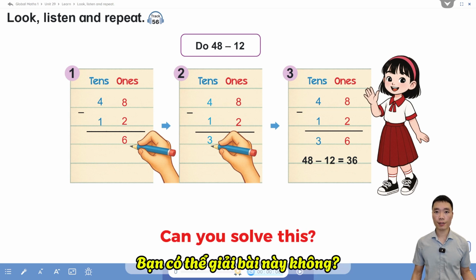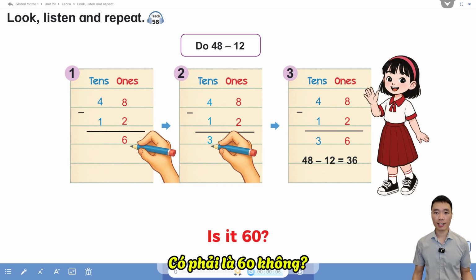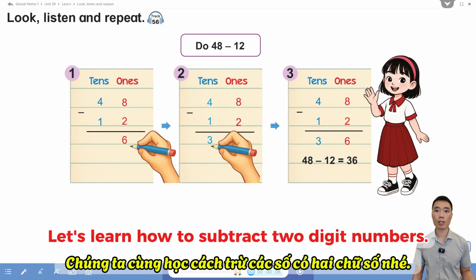Can you solve this? 48 minus 12. Is it 60? Is it 36? Let's learn how to subtract two-digit numbers.